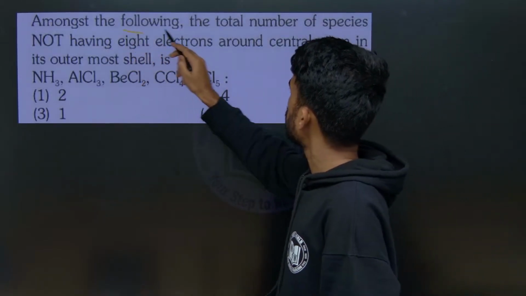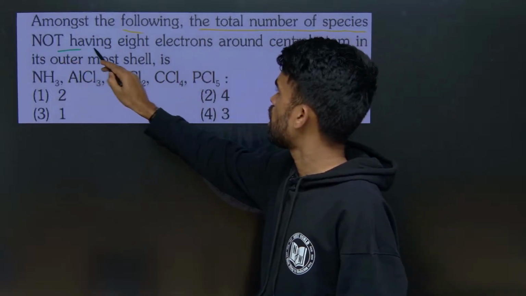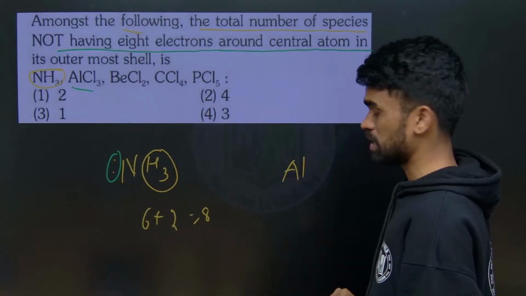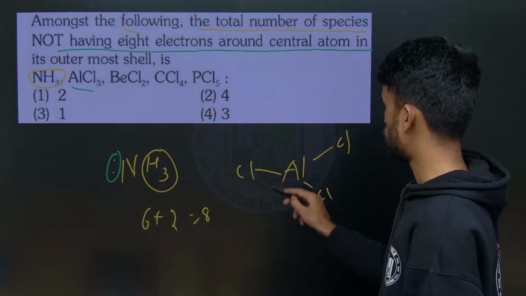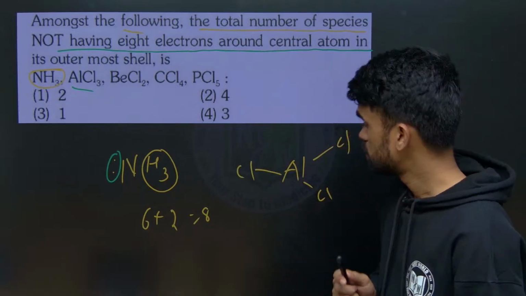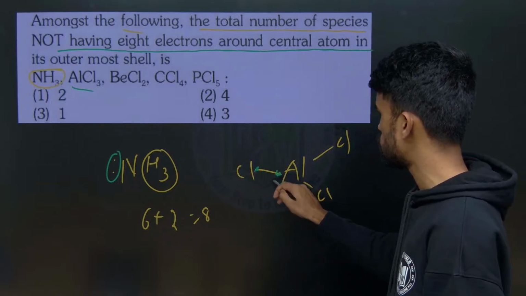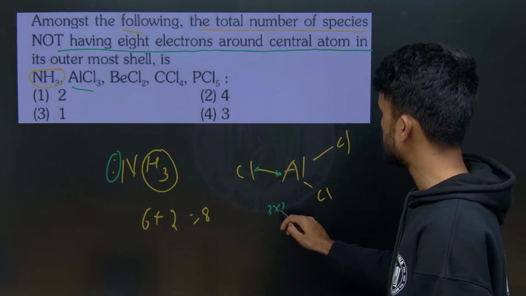Next, among the following, the total number of species not having 8 electrons around the central atom. So ammonia: nitrogen with a lone pair and 3 hydrogen atoms. So 3 bonds with the 3 hydrogen atoms, so 6 electrons, plus 1 lone pair, so 2 electrons, total 8 electrons. For AlCl3, aluminium is a group 13 element, so it has 3 valence electrons and is surrounded by 3 other atoms. Each bond contains 2 electrons. There are 3 bonds, 3 twos are 6 electrons here.